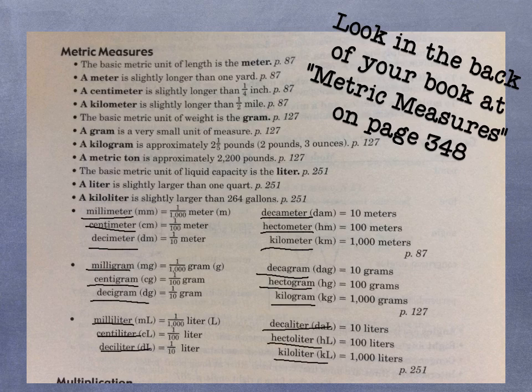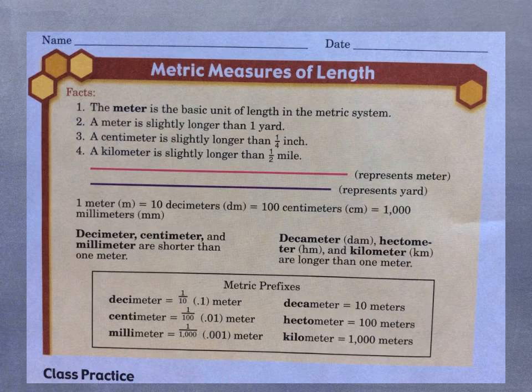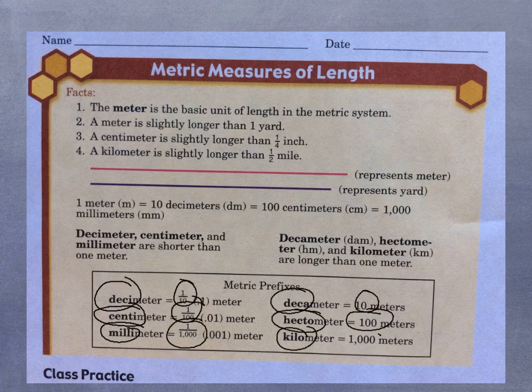But the most important thing for you to do right now is to start memorizing that deci means 1/10, centi means 1/100th, milli means 1/1000th, deca means 10, hecto means 100, and kilo means 1,000. So start working on memorizing those, because you will be quizzed on what the metric prefixes are.